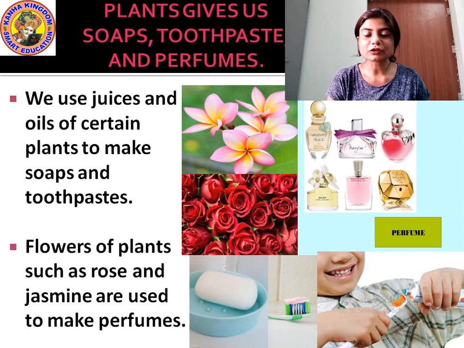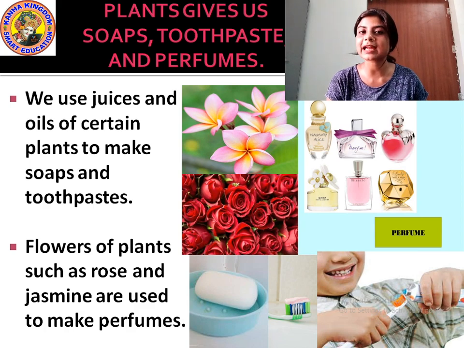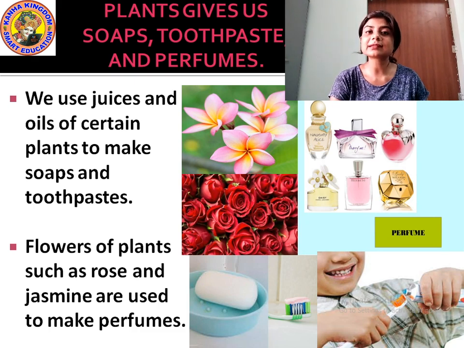Then plants also give us fruits and vegetables. The different kinds of fruits that we eat are obtained from plants, and the vegetables that we eat are also obtained from plants. Then the cereals and pulses, the grains and the seeds that we eat. The grains are called cereals and the seeds are called pulses, and these are obtained from plants. Then comes tea, coffee and sugar. The tea and coffee that we drink, and sugar, are all obtained from plants.